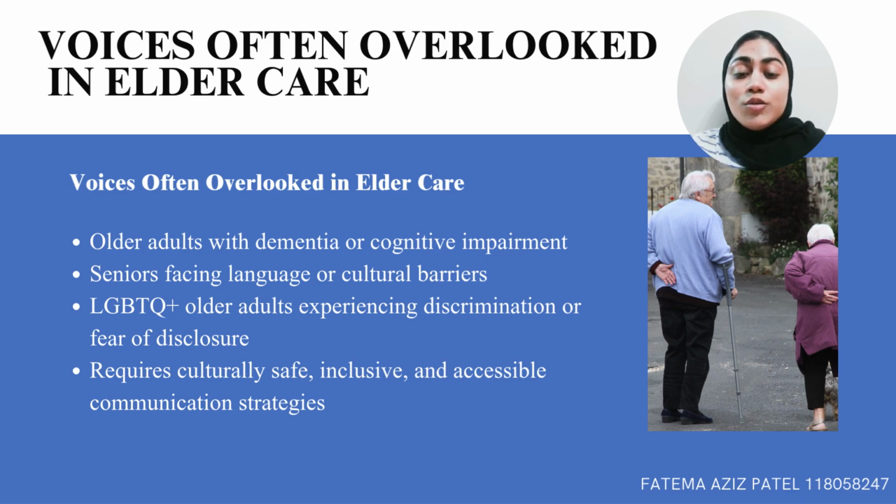Cultural stigma can also discourage reporting abuse. Thirdly, LGBTQ plus older adults may experience discrimination or fear judgment, which can prevent them from seeking help or disclosing abuse to others. As nurses, it is essential that we provide culturally safe, inclusive, and person-centered care to older adults. This means using clear communication, being respectful of diverse backgrounds, and creating a safe environment where all patients feel heard and supported. Recognizing these overlooked voices helps ensure that no one is left behind in care.